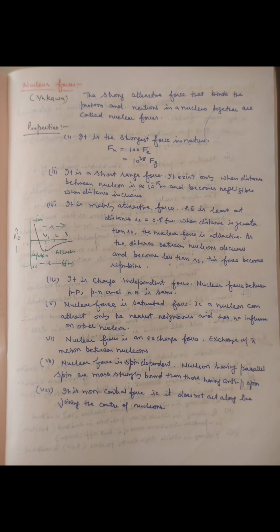It is saturated, spin dependent and non-central force. The stability of a nucleus is determined by binding energy per nucleon, neutron to proton ratio, and even-odd number of protons and neutrons. Some unstable nuclei become stable by emitting alpha, beta and gamma radiation.